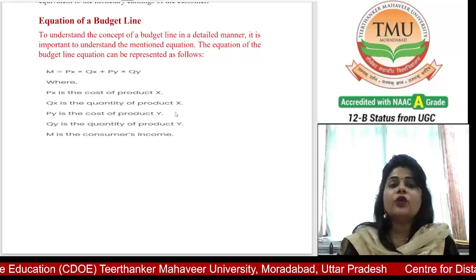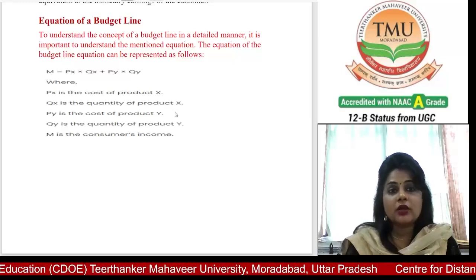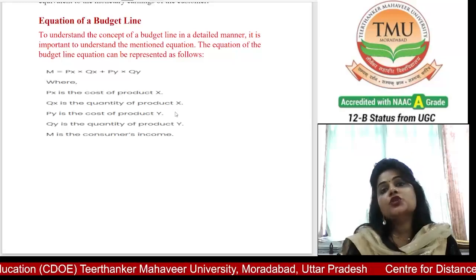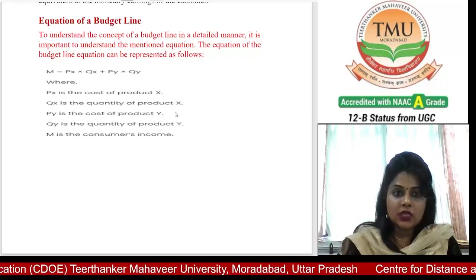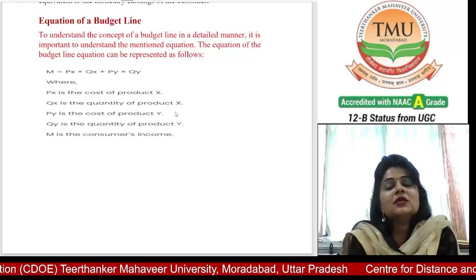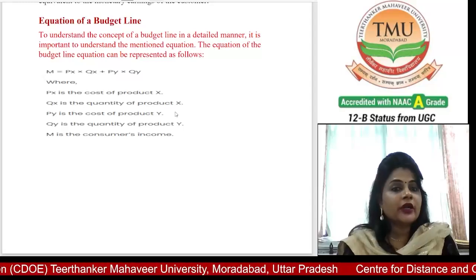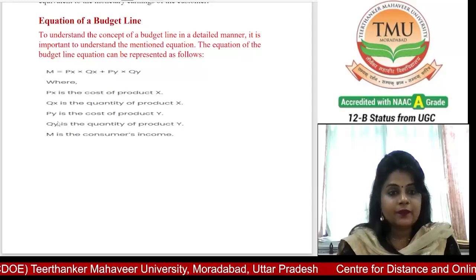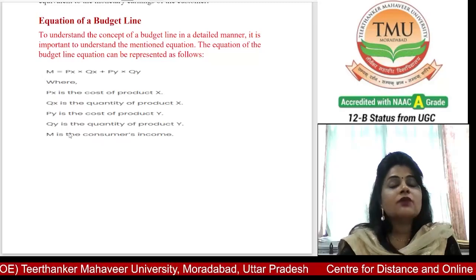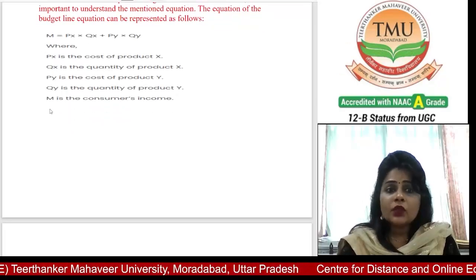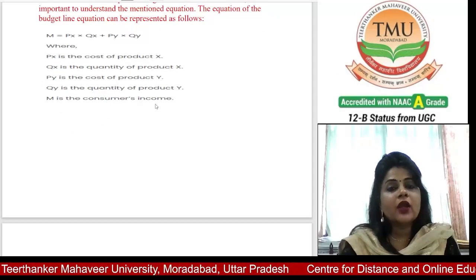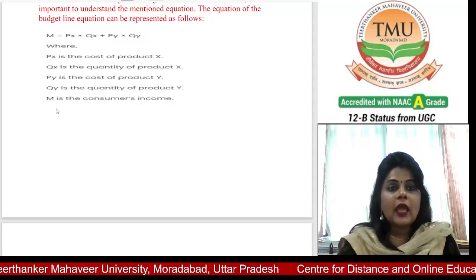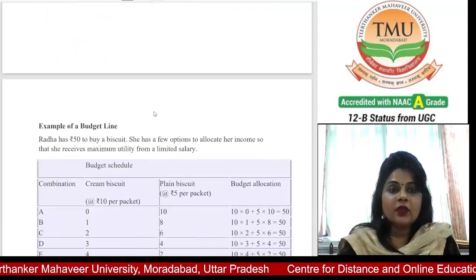I told you that we took two things, and we show the combination of the two things. So here, Px is the price of the product X. Qx is the quantity of the product X. Py is the price of the product Y. Qy is the quantity of the product Y. M is the consumer's income.